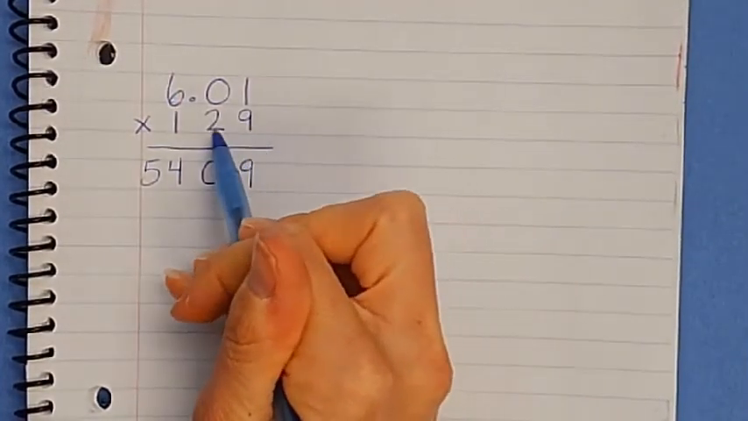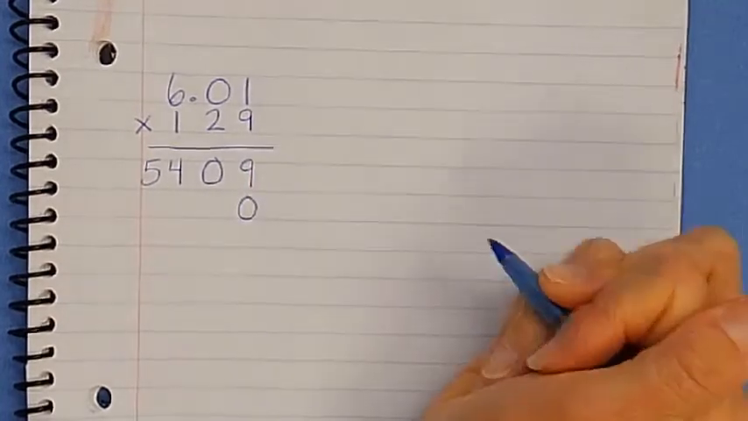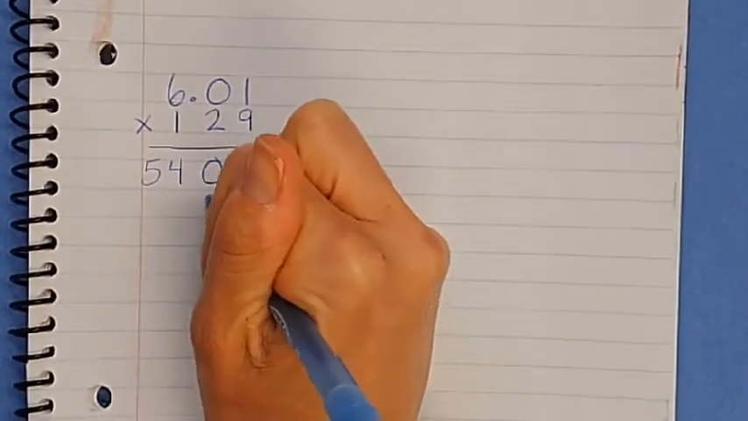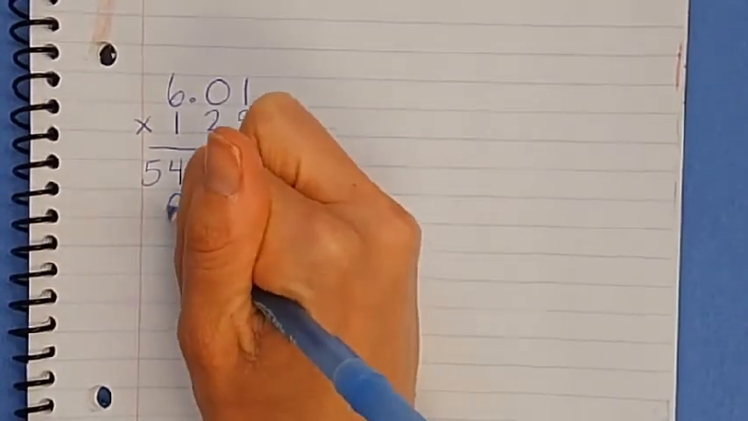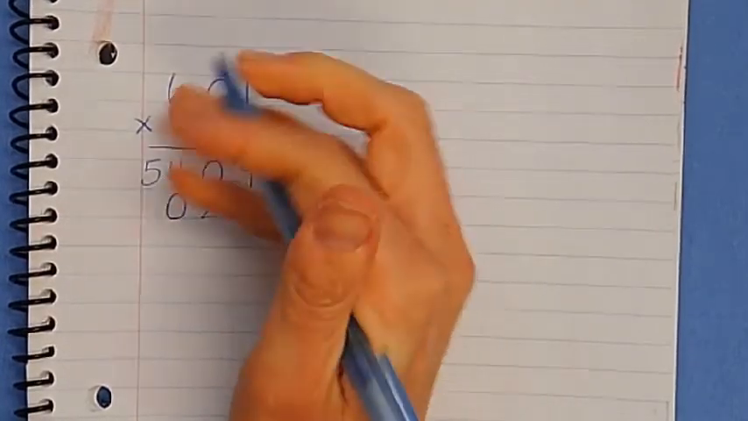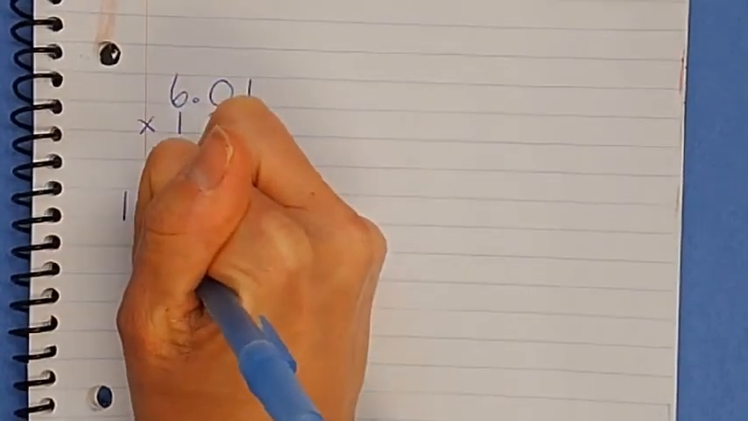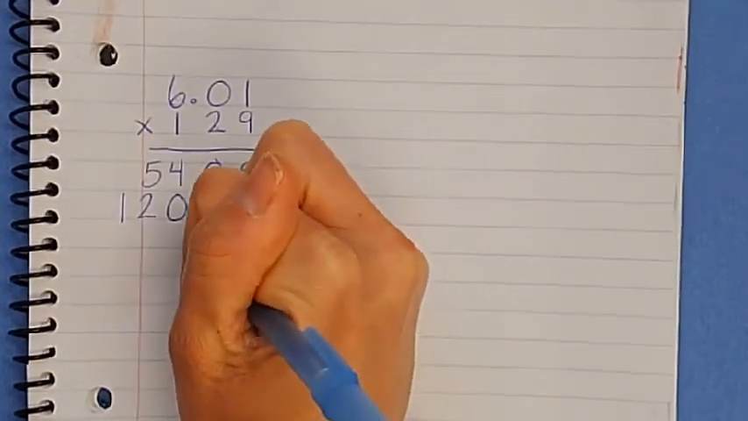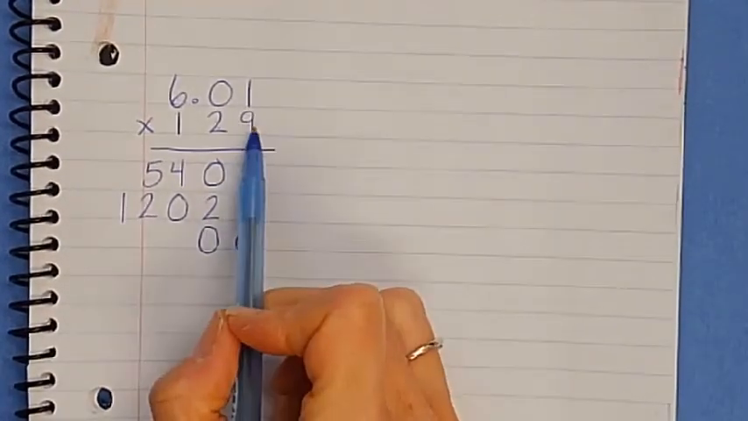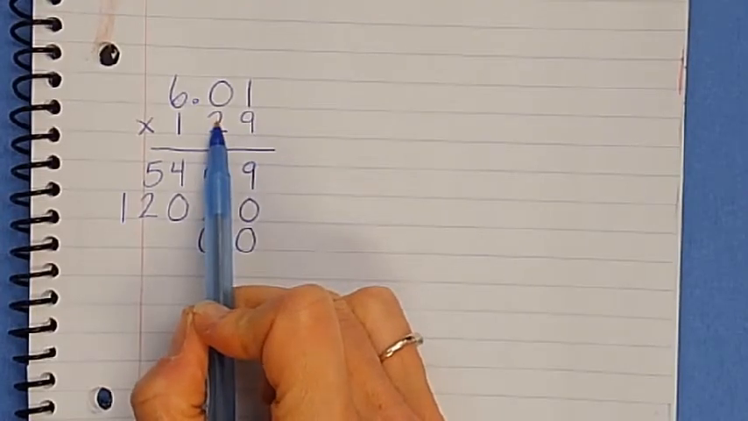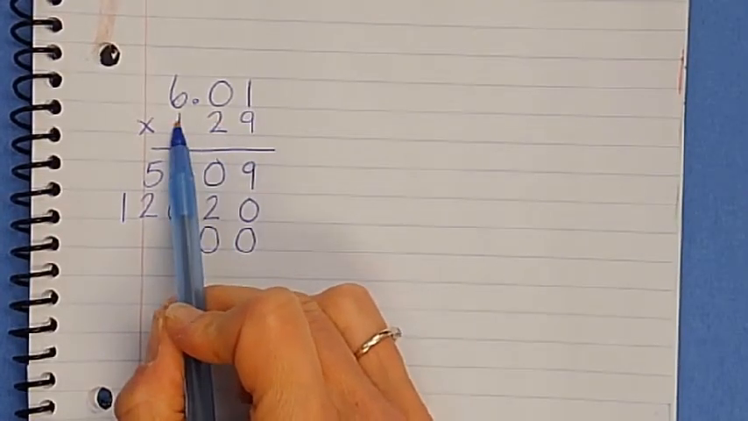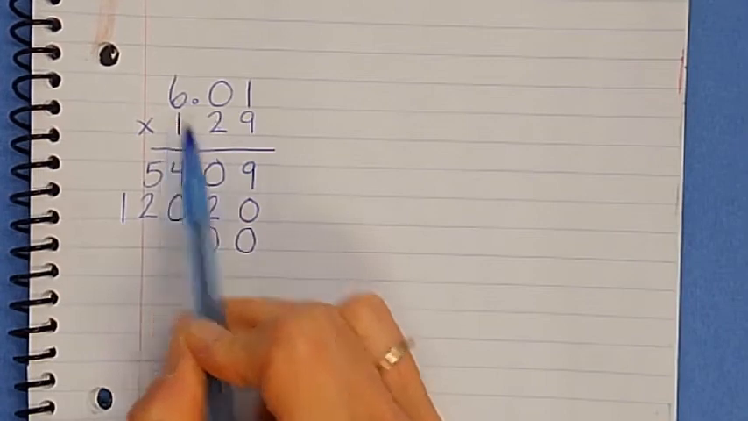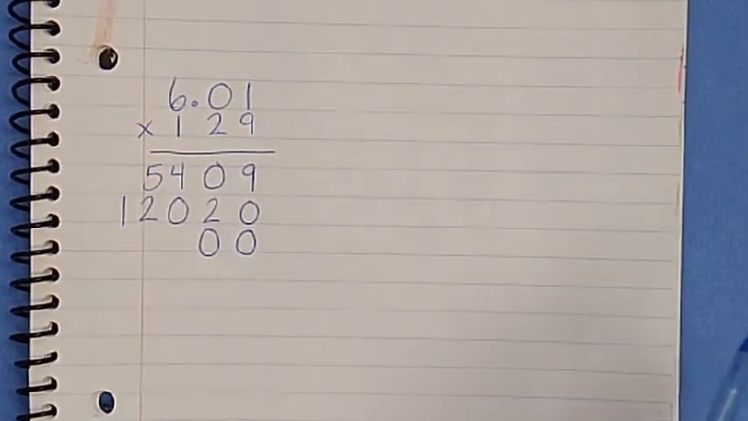So because I'm moving from the 9 to the 2, I put a 0 for a placeholder. 2 times 1 is 2. 2 times 0 is 0. 2 times 6 is 12. I make sure my digits stay lined up. And I'm going to add now 2 placeholders, because I'm moving from the 9 to the 2, that's 1, and then all the way to the 1. So that's 2 placeholders.